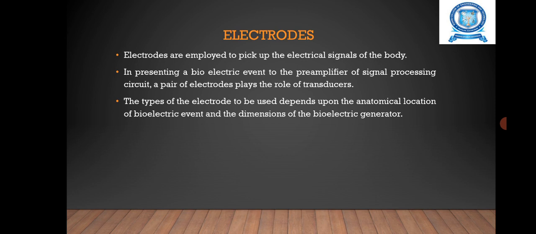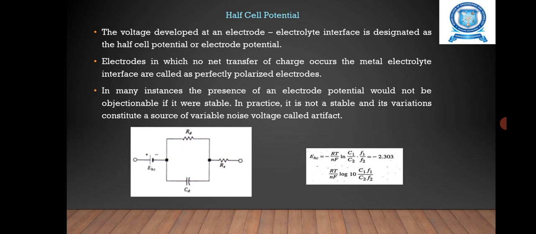In presenting a bioelectric event to the preamplifier of the signal processing circuit, it is a pair of electrodes that plays the role of transducers. Since the electrodes transfer the bioelectric event to the input of the amplifier, the amplifier should be designed such that it accommodates the characteristics of the electrode. The type of electrode to be used depends upon the anatomical location of the bioelectric event and the dimensions of the bioelectric generator. Next we are going to see the half cell potential or electrode potential.